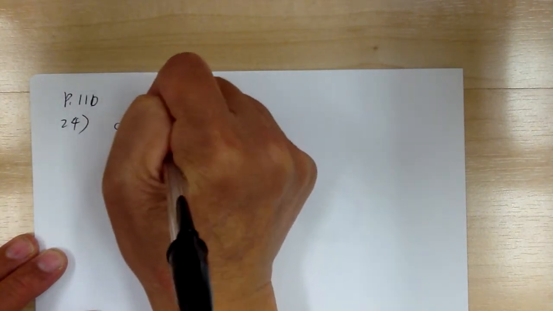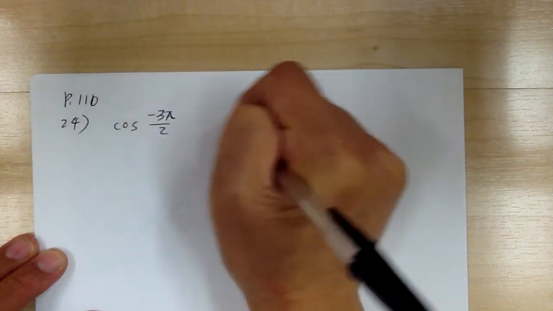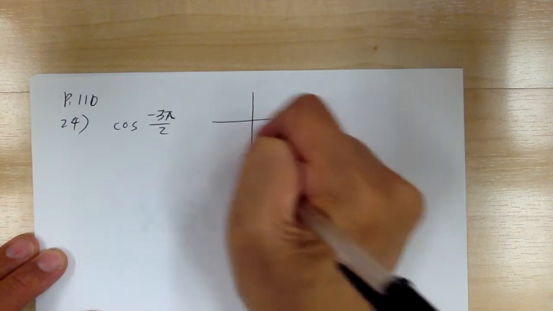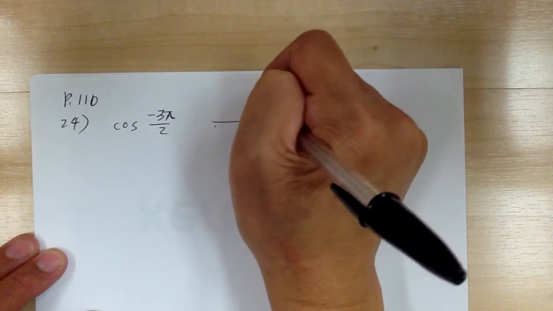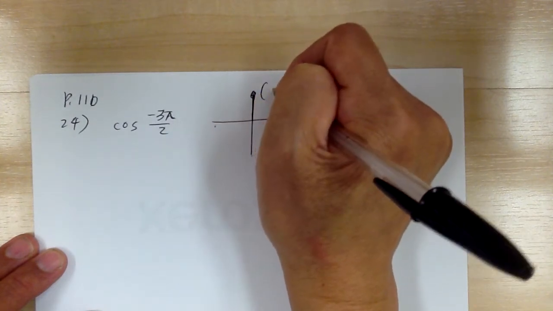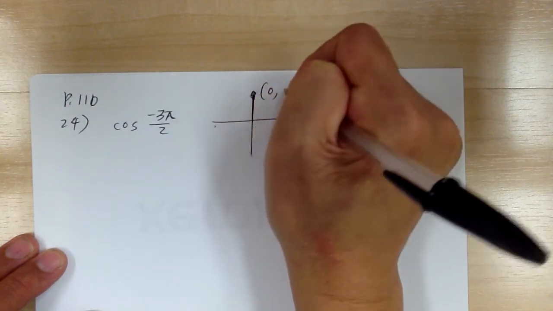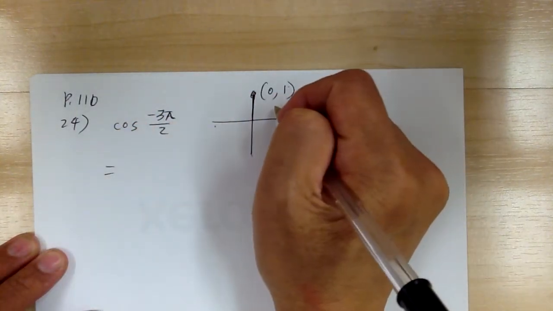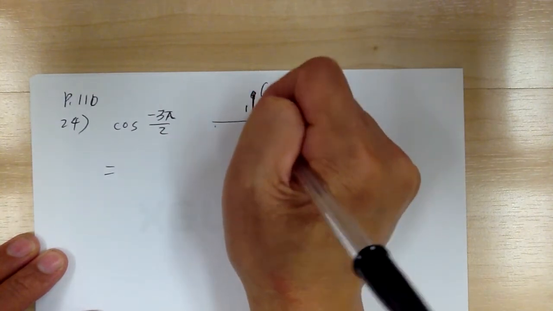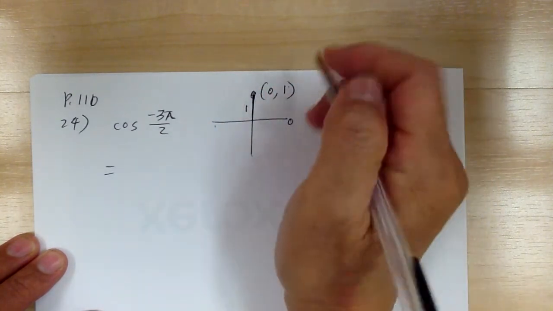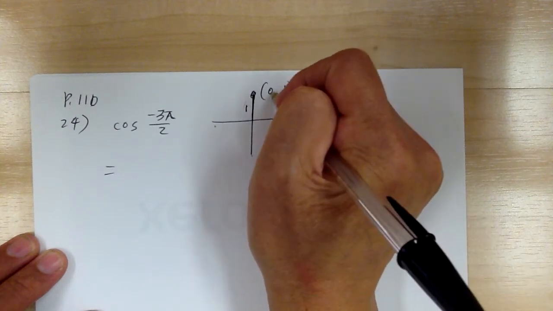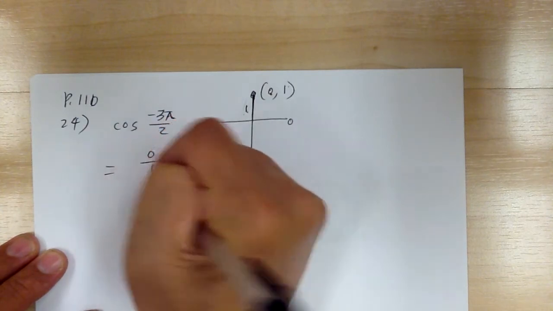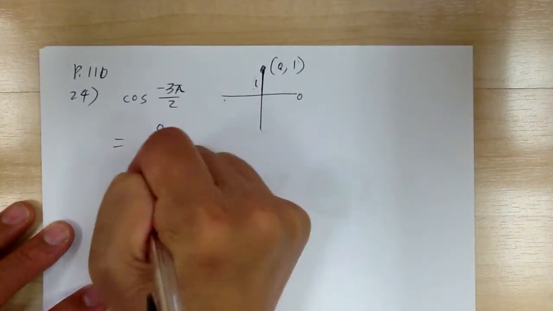Cosine of negative 3 pi over 2. Okay, so you start at 0. Here's your negative 1 pi over 2, negative 2 pi over 2, negative 3 pi over 2. So it's going to be right over here. Again, it helps if you write down your coordinates. So it would be 0, 1, that's your x and your y. Cosine is horizontal over hypotenuse, and the hypotenuse is always the radius of 1. So it's the horizontal, the x, over the radius. So you get 0 over 1, and this is equal to 0.